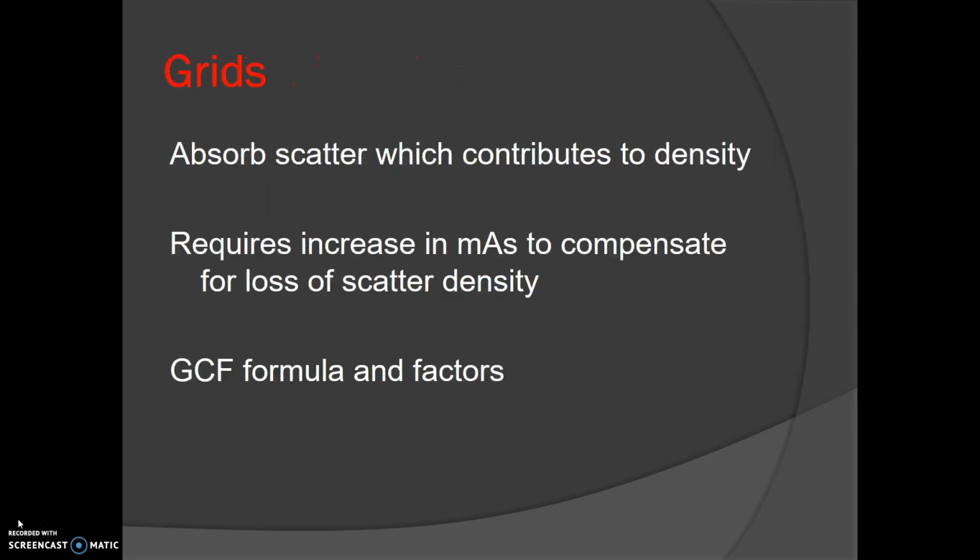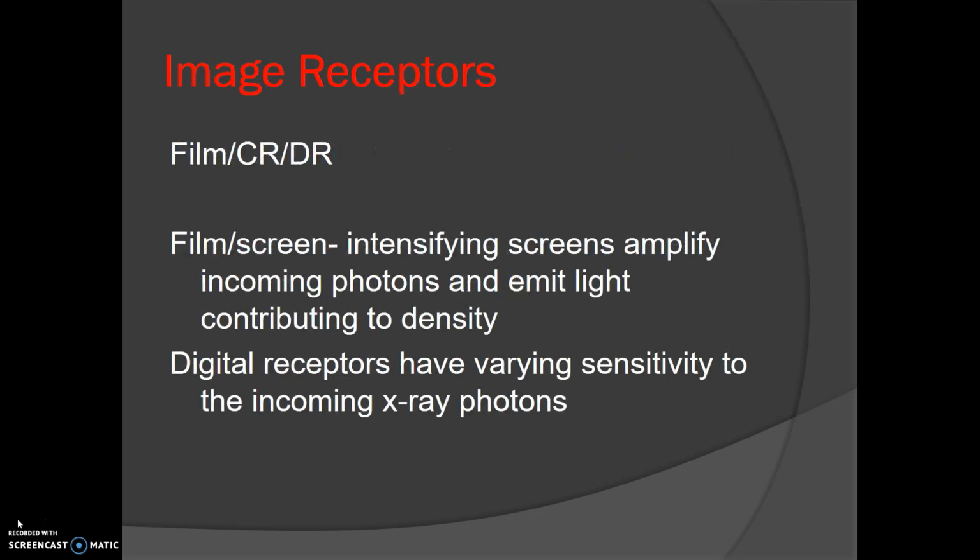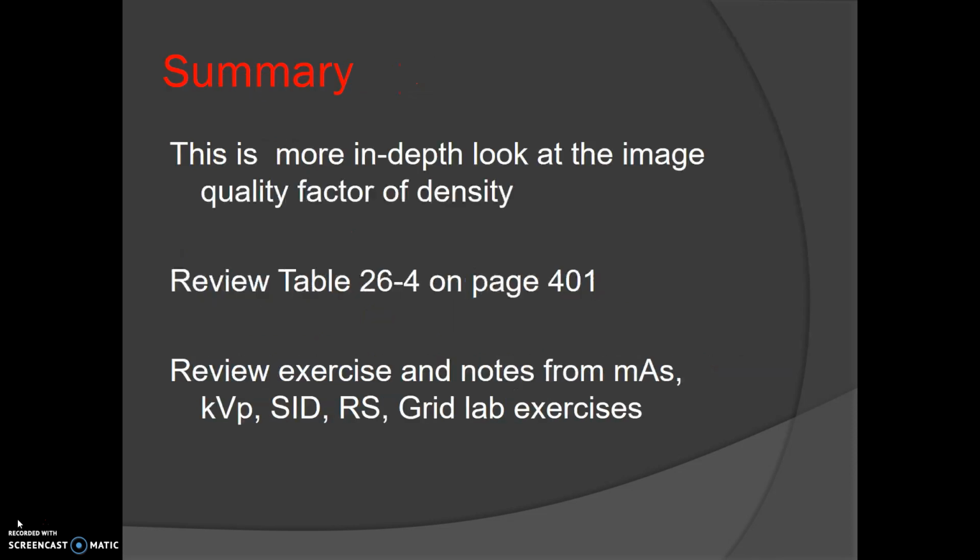Grids absorb scatter, which contributes to density. It requires an increase in mass to compensate for the loss of scatter density. The grid conversion factor formula and factors are used in order to maintain density when changing grid ratios, or going from a grid to no grid. Digital imaging receptors have varying sensitivity to the incoming X-ray photons.